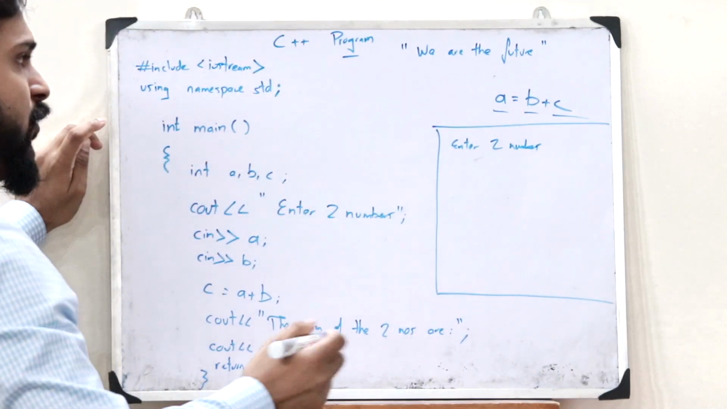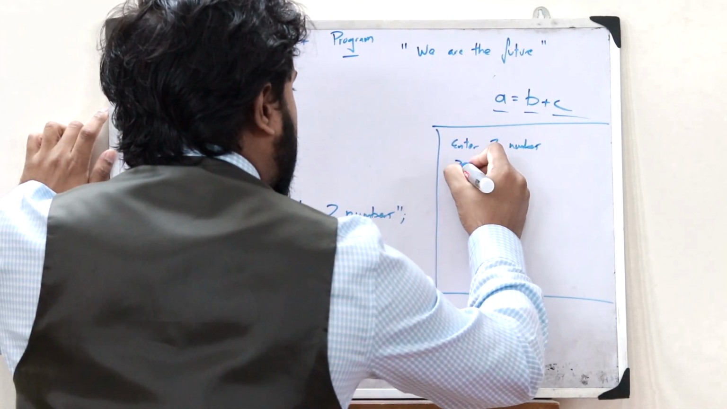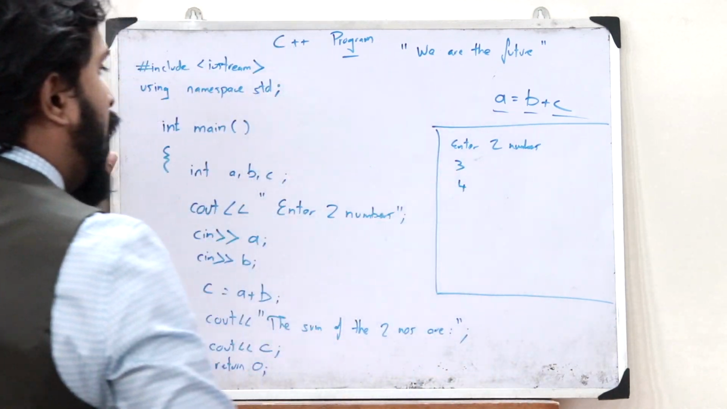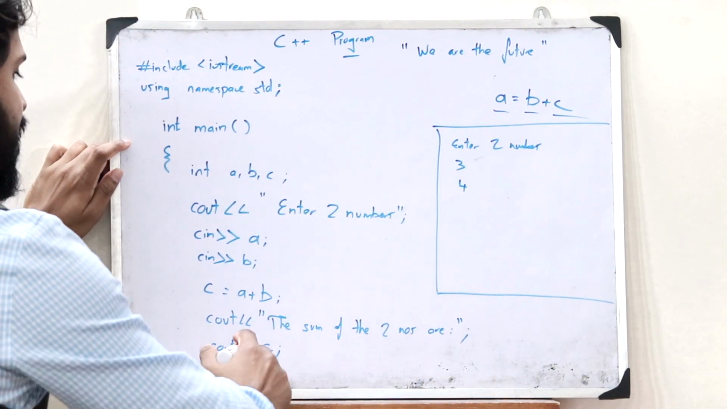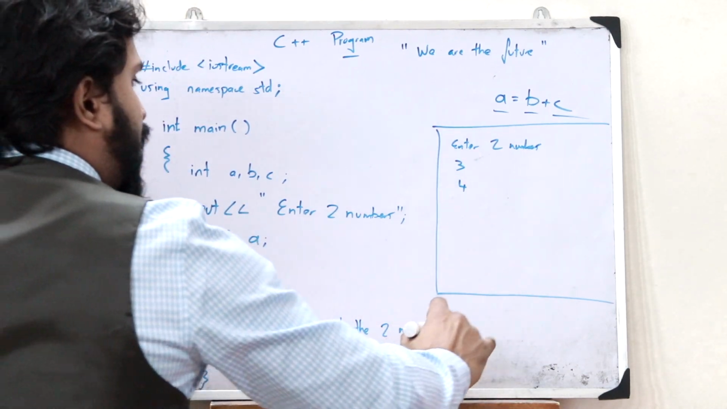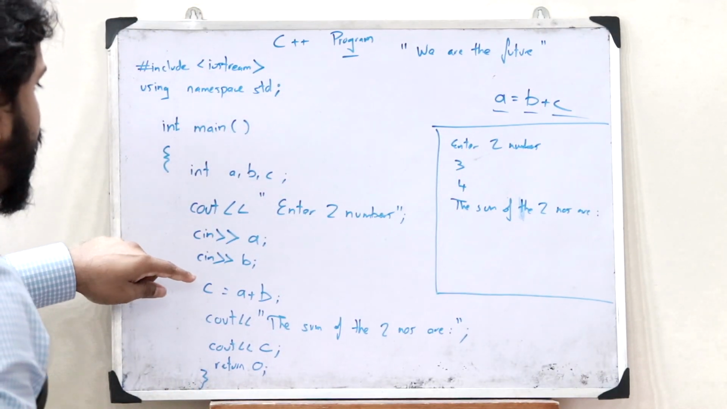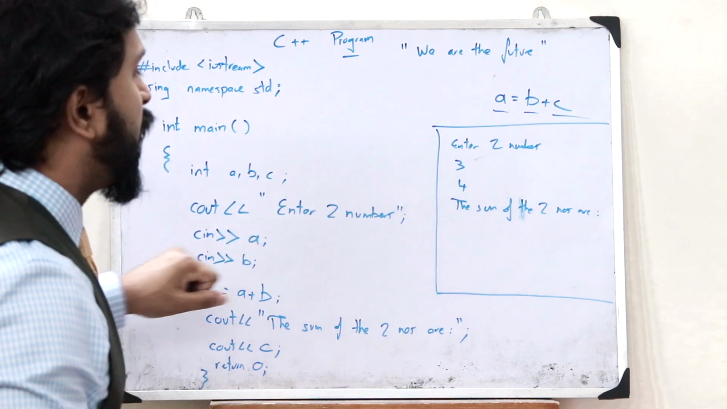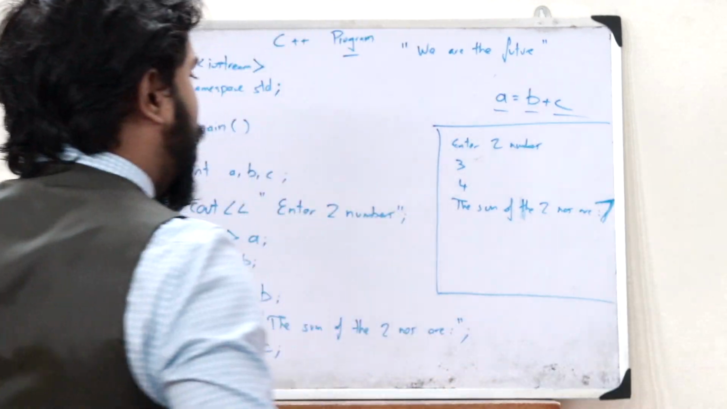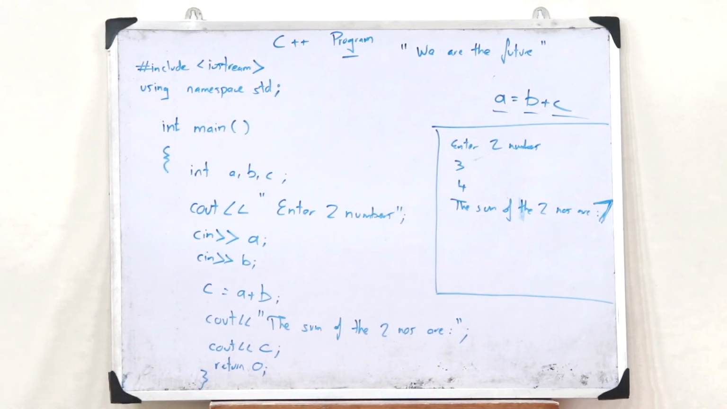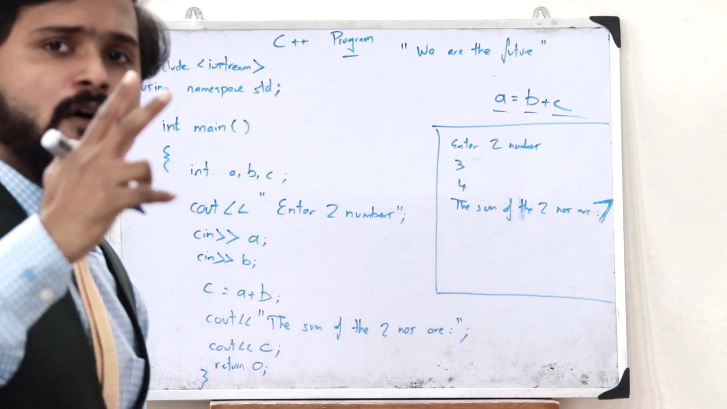So we have to enter two numbers. Let's assume that I have entered 3 and 4. While I enter 3 and 4, the next thing that would come is "The sum of the two numbers are". It would now find the sum of the two numbers, 3 plus 4, and give us 7. This thus is the basic program of how we can find the sum of two numbers.